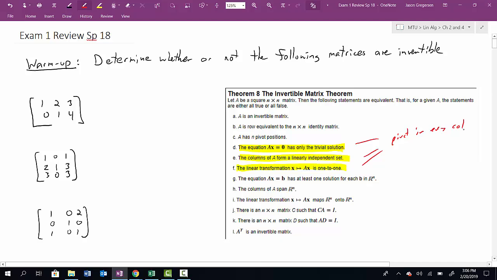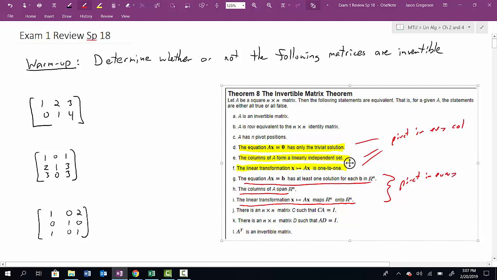Okay? And we have a bunch of ideas in here that are about existence. The columns span the space. It has at least one solution. The transformation is onto. All those are related to the existence of solutions. There's always at least one solution to Ax = b. And how do we tell that? For that one, there has to be a pivot in every row. So if we have a square matrix, if there's a pivot in every column, there has to be a pivot in every row. That's what combines these two ideas.